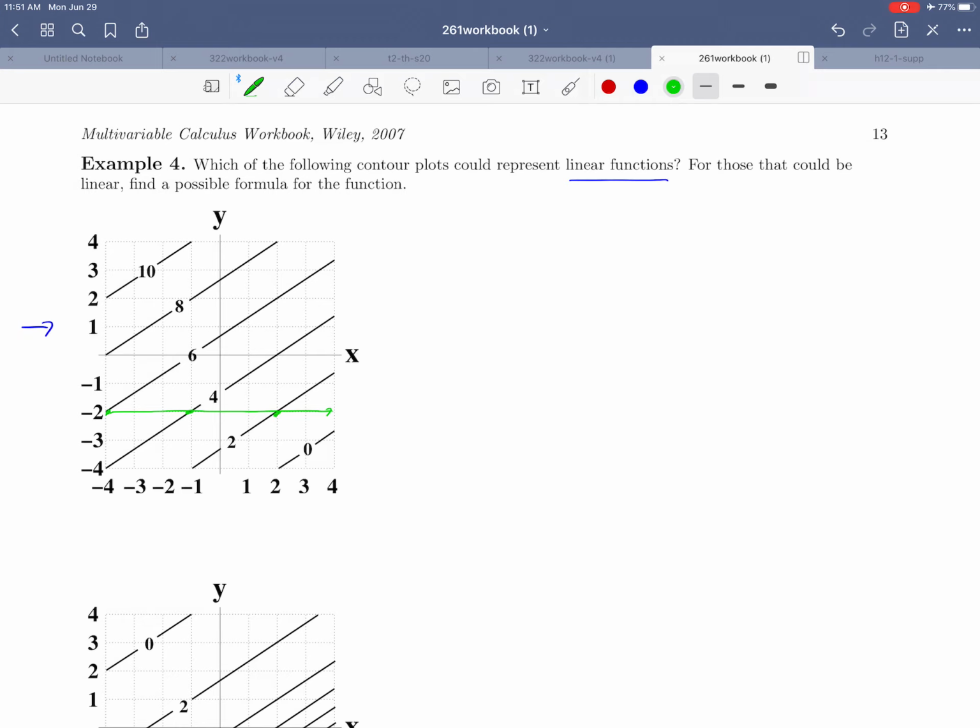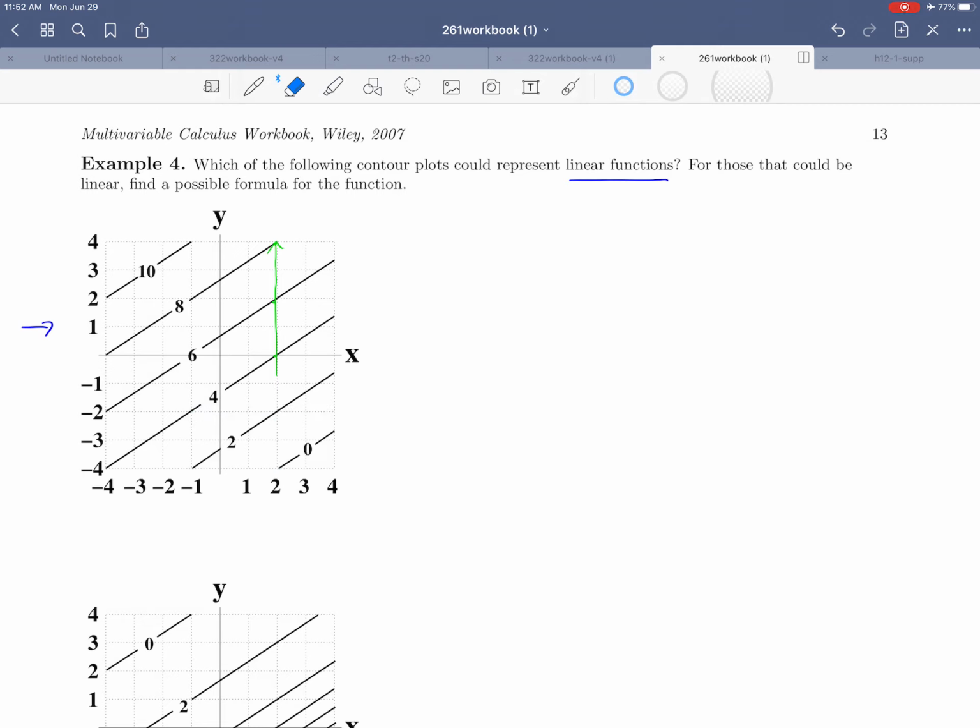To go from 6 down to 4 takes the same distance as going from 4 down to 2. So we're getting equal spacing, which tells us that we should be getting a constant slope. And what about in the y direction? There again, we've got equal spacing between these contours, one by one. So that's an indication that our slope is staying constant. Based on those two preliminary observations, yes, this looks to be a linear function.